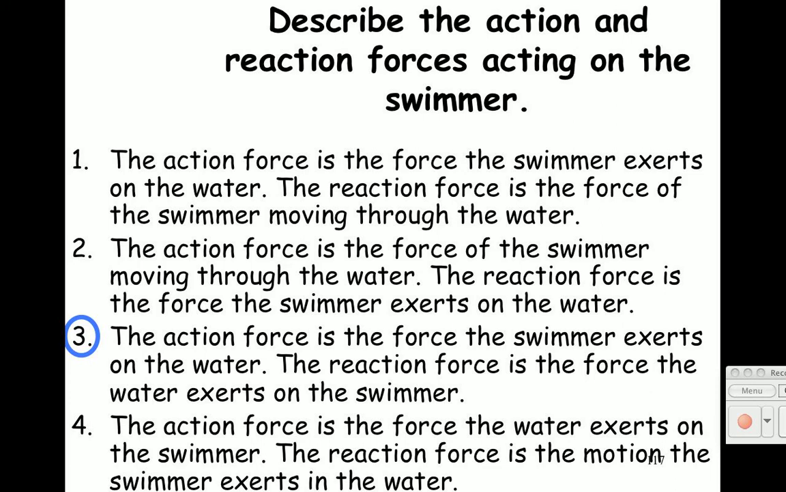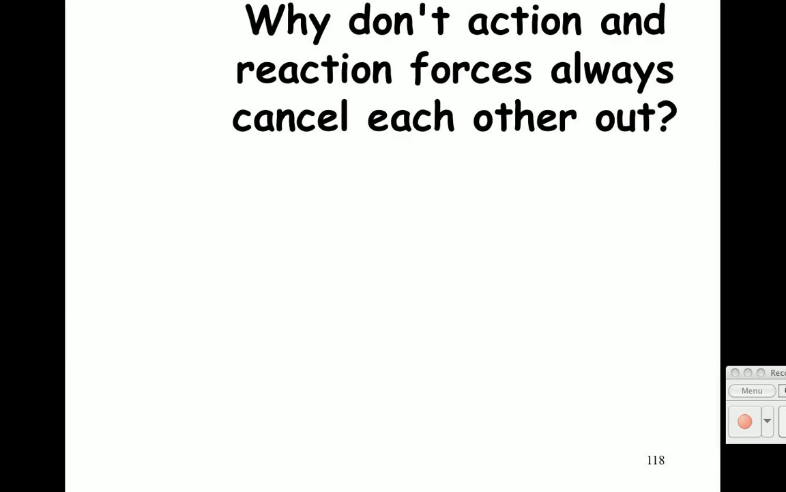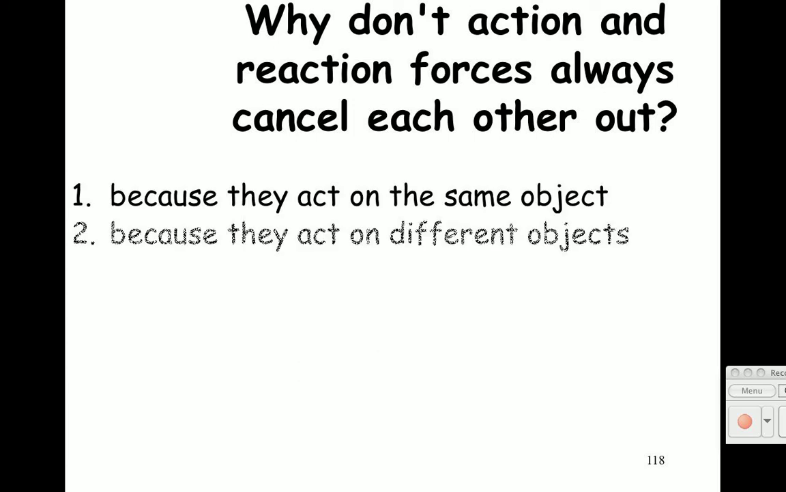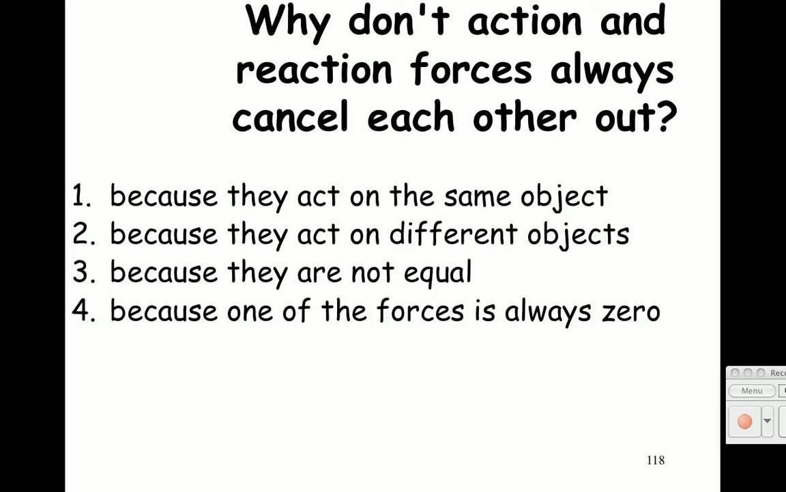All right, so what I was saying is, if these forces are equal in strength and opposite in direction, why is the swimmer able to move through the water? Basically, why don't they cancel each other out like they would with a balanced force? It's because they act on different objects. The swimmer is acting on the water and the water is acting on the swimmer, but because they're on different objects, they don't cancel each other out.